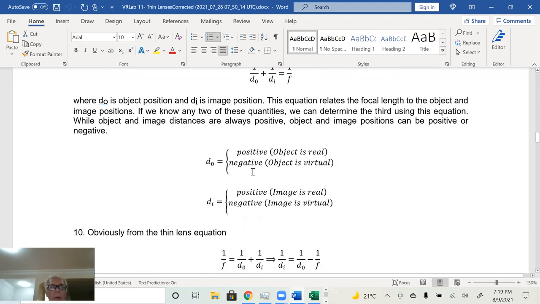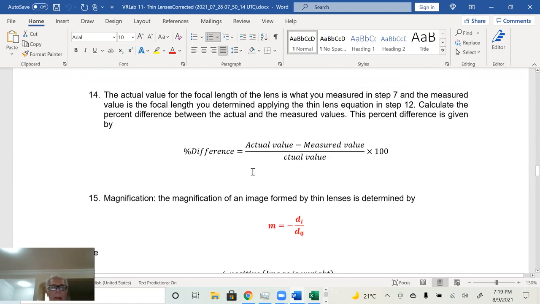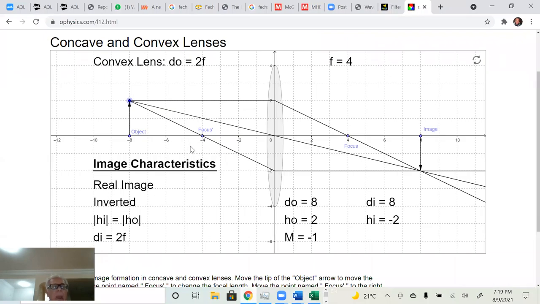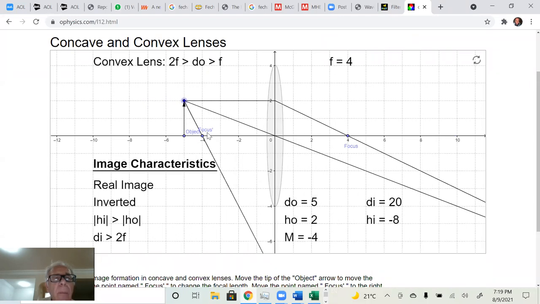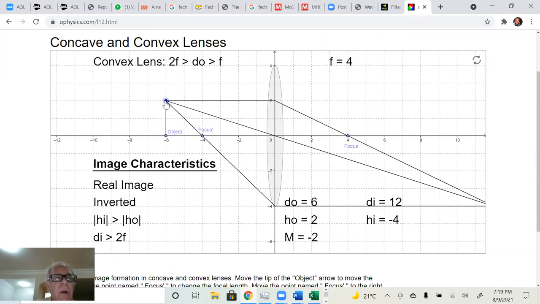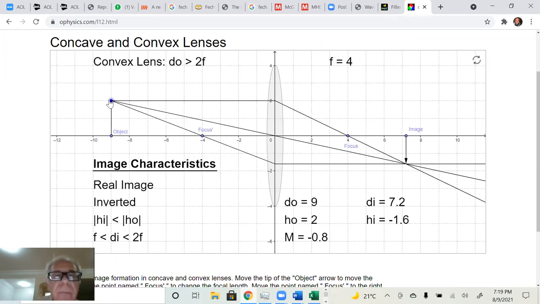Let's see what else we have here. So play with this simulation, and I want you to do the following. Put your focal length as being 4 units and put your object at different positions: 5, 6, 7, 8, right? That's the distance. By the way, this is a distance, okay? And the object is real, it's not virtual. The distance of the object is always going to be positive.